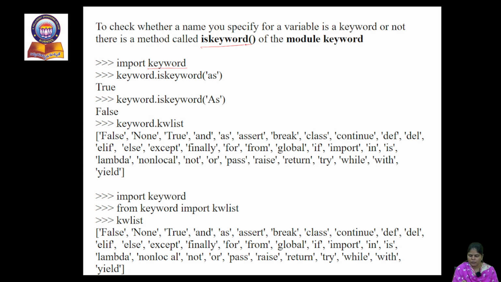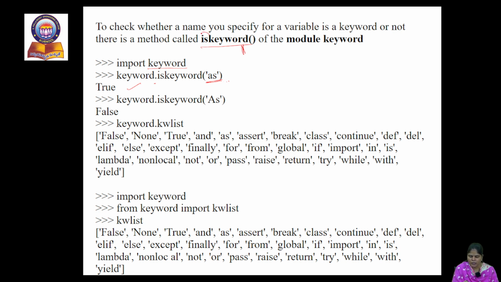Whenever you want to use these types of built-in methods, you first have to import the package, and then using the dot operator you can use it. So import keyword, then keyword.iskeyword of 'as'. I want to check whether this is a keyword or not. If it is a keyword, it will return true. If not, it will return false.